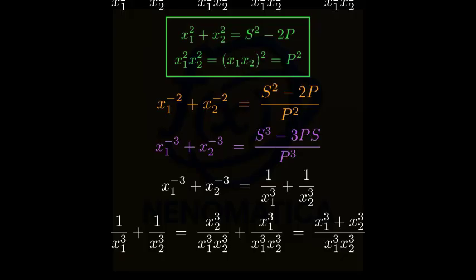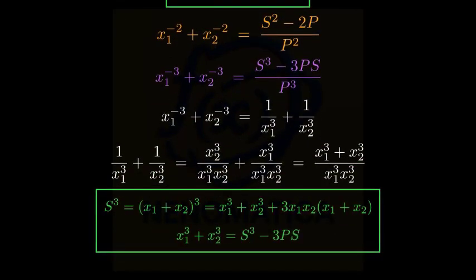Expand the cube of s equals x sub 1 plus x sub 2. S cubed equals x sub 1 cubed plus x sub 2 cubed plus 3 times x sub 1, x sub 2 times x sub 1 plus x sub 2. Therefore, x sub 1 cubed plus x sub 2 cubed equals s cubed minus 3ps.